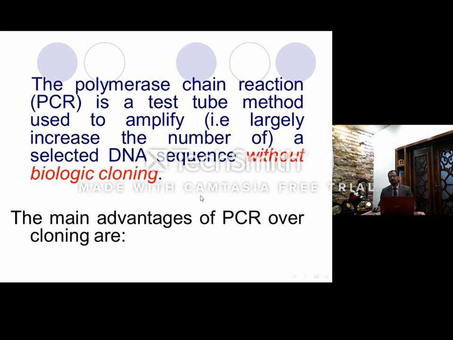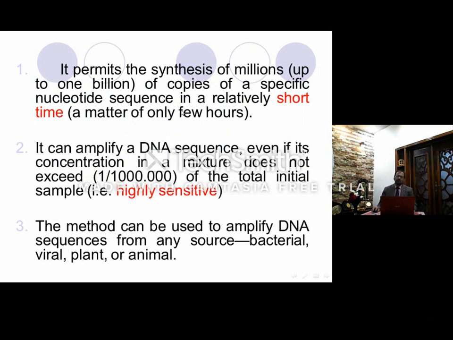So what are the main advantages of PCR over cloning? As you remember in the last lecture, we have talked about the cloning. So now what's the difference between the two? Or let's say, what's the advantages of PCR over cloning? First of all, the PCR permits the synthesis of millions of copies of DNA. Actually, it reaches up to 1 billion copies of DNA within a very short time. It's just a matter of few hours. Actually, 3 or 4 hours may be enough. While if we compare this to the cloning takes few days.